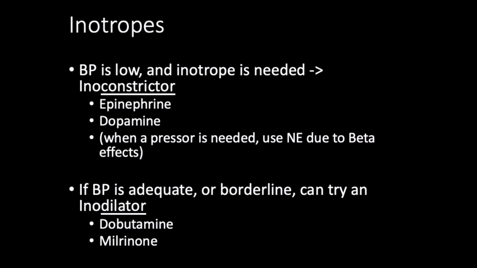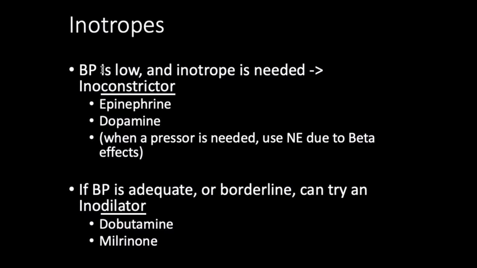So, types of inotropes that you can use. I divide them into two categories. Inoconstrictors consisting of epinephrine, dopamine, and inodilators. Inotropes that both improve contractility of the heart but also have effect on the peripheral vascular smooth muscle and dilate the vasculature, and that's dobutamine and milrinone.